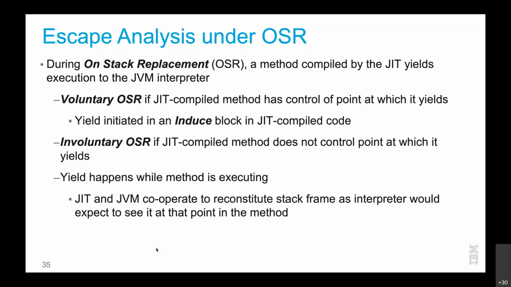And that reconstitution will happen in a prepare block. So we've got two things here: an induce block where the JITted code says, okay, I have to yield control, and the prepare block in which the JIT and JVM cooperate to reconstitute the stack frame as it would appear to the interpreter.